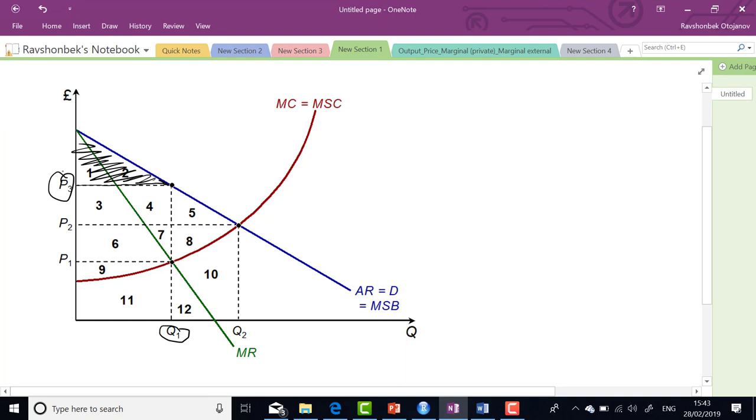I just told you the definition: above the price, but below the demand curve. Right, okay. Then you just included a few others that aren't supposed to be there. So 1 and 2 only, because that's above the price on the monopoly, but below the demand curve. Right, next one.